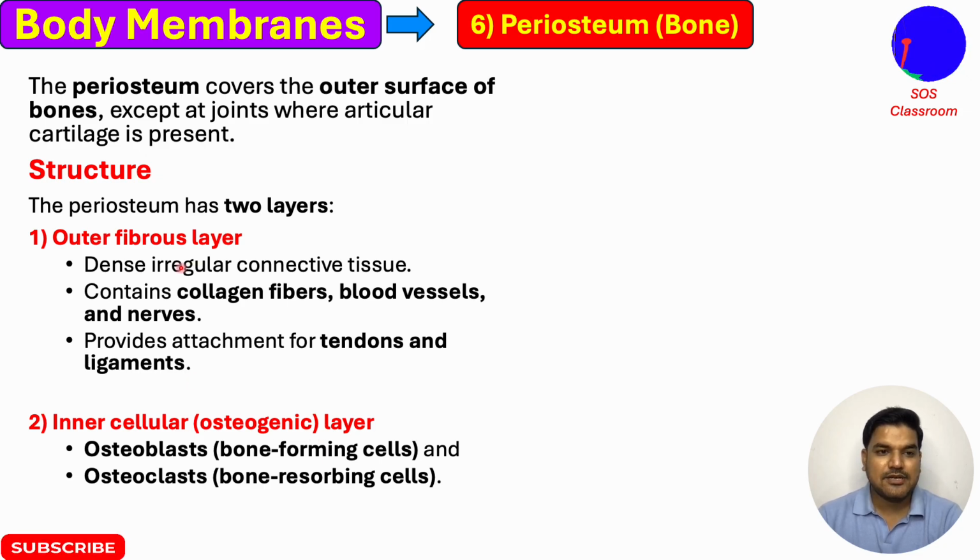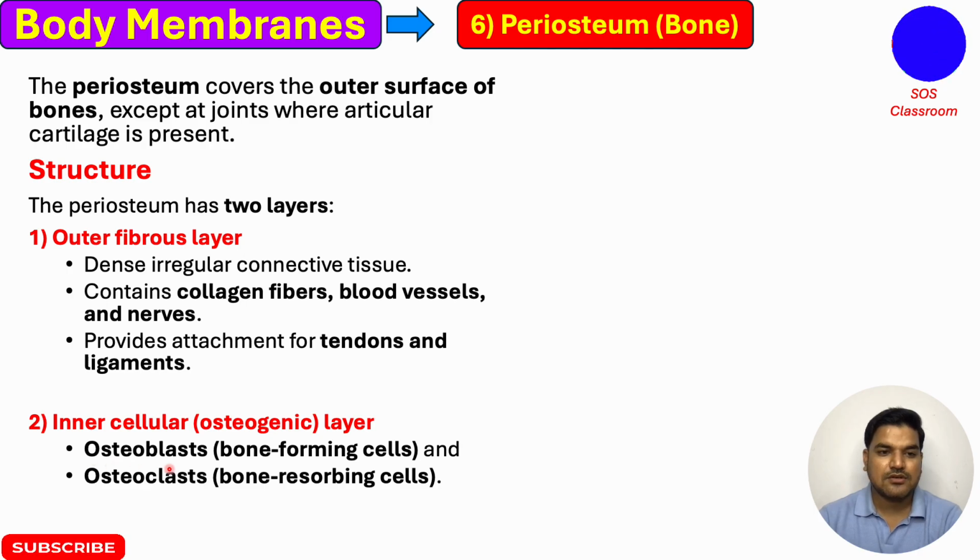The outer fibrous layer is made by dense irregular connective tissue. There are different types of connective tissue we already discussed in the connective tissue lecture. It contains collagen fibers, blood vessels and nerves, and provides the attachment for tendons and ligaments. Ligaments are for bone to bone and tendons for bone to muscles. Next is the inner cellular or osteogenic layer.